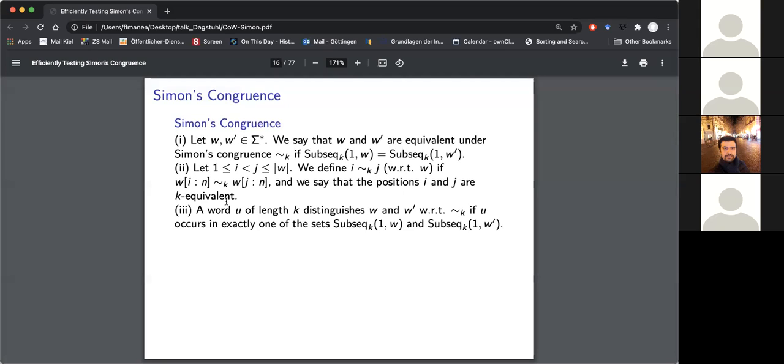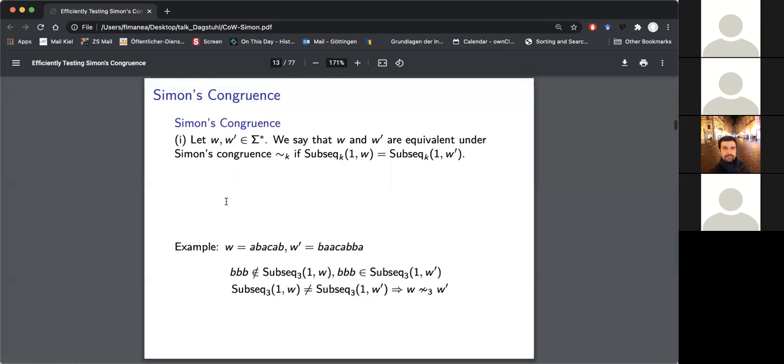And the word U of length K is said to be a distinguishing word for W and W prime with respect to the Simon K equivalence if U occurs in exactly one of the sets of subsequences of length K of W and W prime. So for instance, in the example that we saw before, this BBB was a distinguishing word for the two words W and W prime.